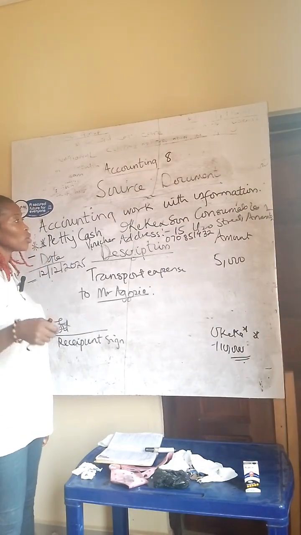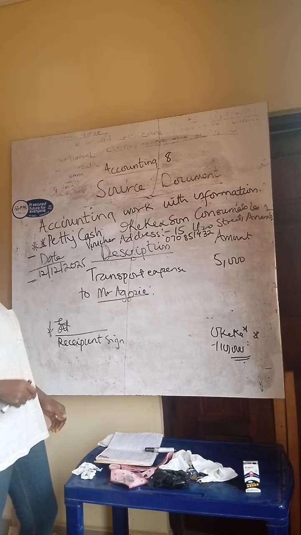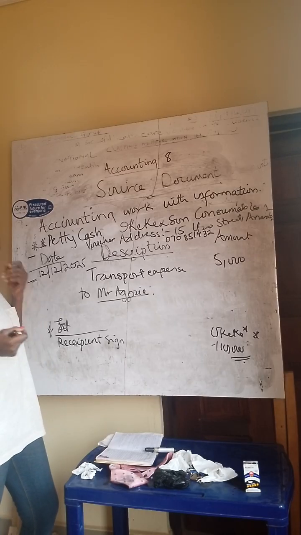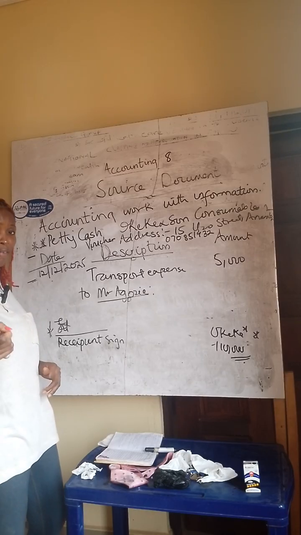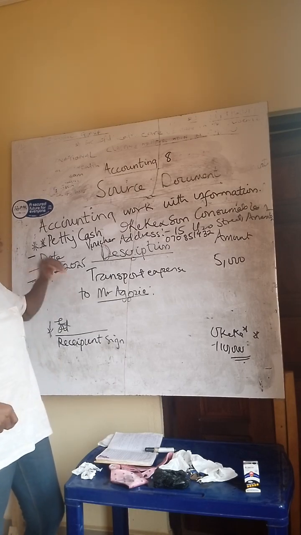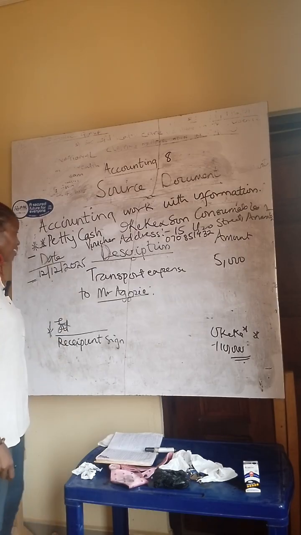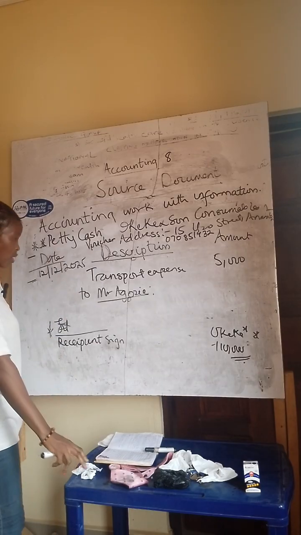By the time Agozie goes to transport himself and comes back, if let's say he used the money to buy fuel for his car, you will come back and give him what? A fuel receipt. That I will now attach and say, yes, Mr. Agozie used this money that I gave him to buy fuel, which he now put in his car. Are we together? So that is a petty cash voucher.